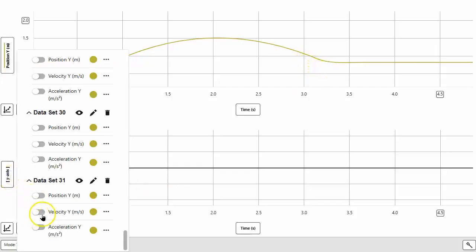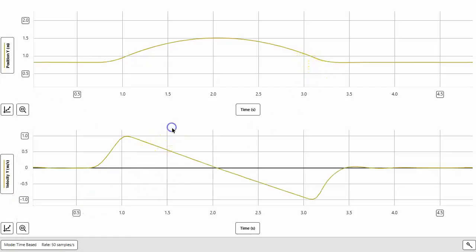Now I'm going to turn on the velocity graph and you can see that the cart is slowing down on its way up to the highest point and then starts to speed up in the other direction. So we have positive velocity and then we have negative velocity when it's coming down the ramp.